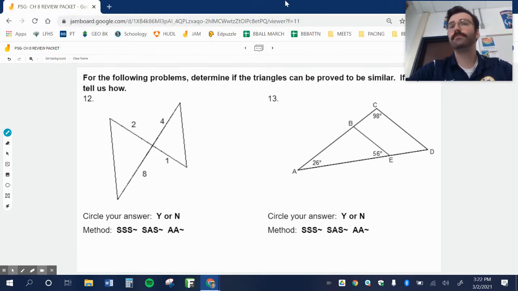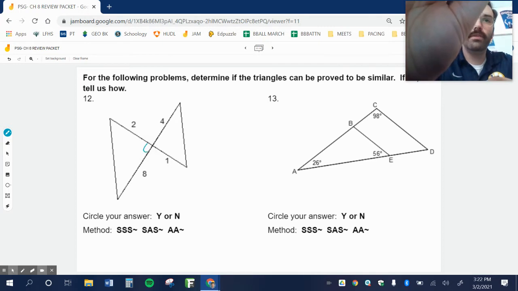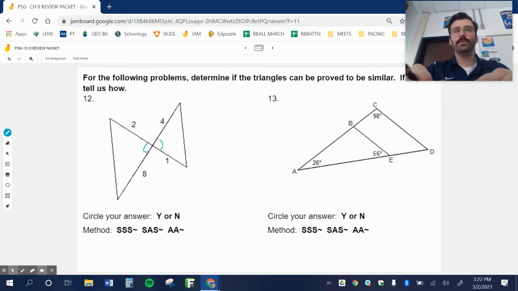First thing I need to do here, I need to recognize that in these two triangles, I have a pair of vertical angles here. These two angles are going to be congruent. Vertical, they're congruent. Next thing I think about is which sides correspond.